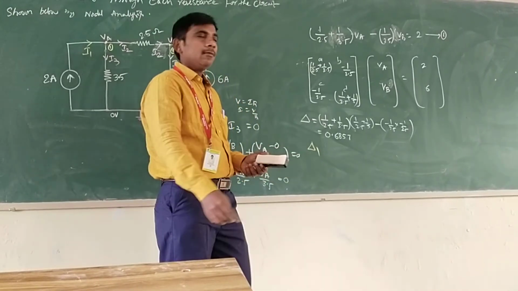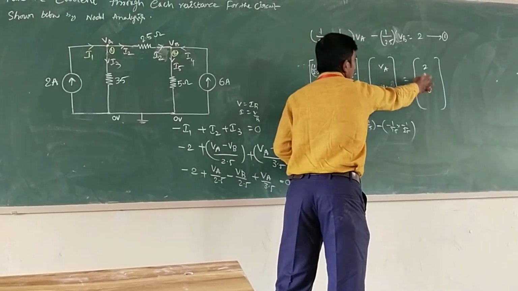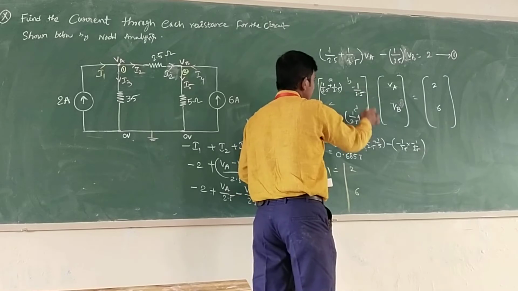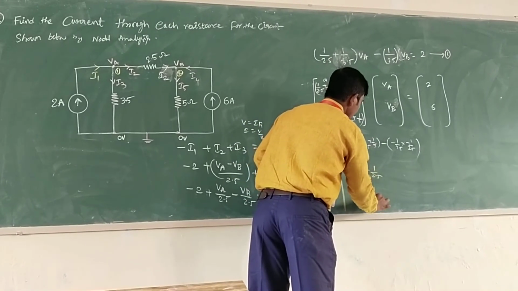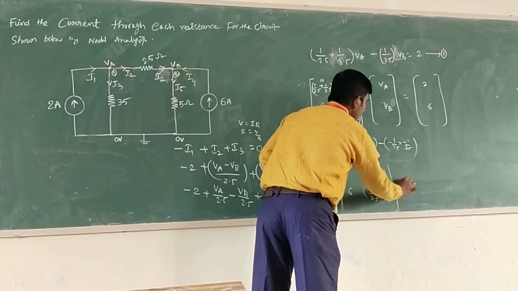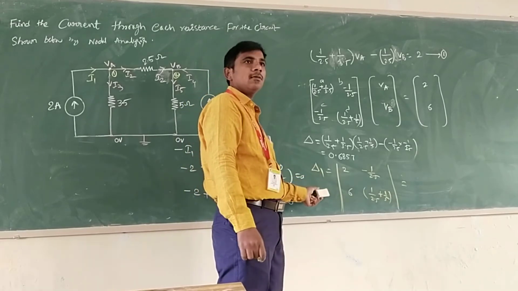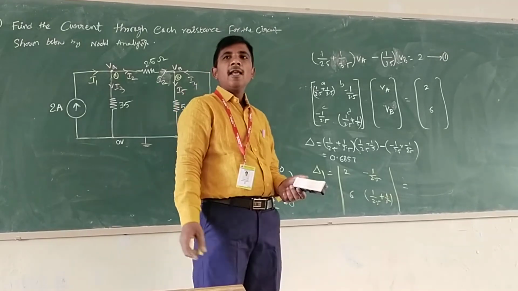Calculate delta 1. Delta 1 is we have to replace this one with 2 6, and same again minus 1 by 2.5, 1 by 2.5 plus 1 by 5. Find out the determinant. Find out determinant of this. Calculate it.